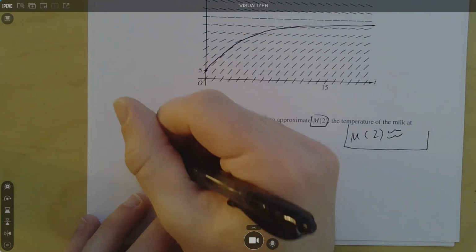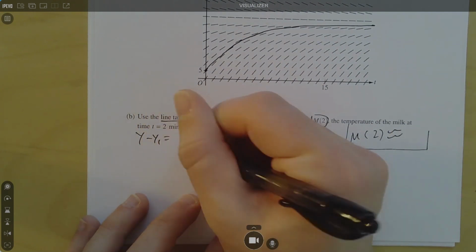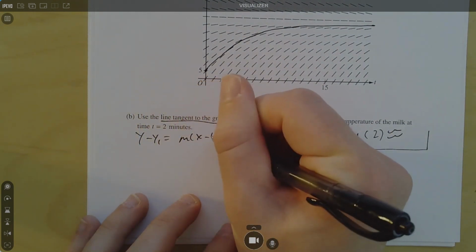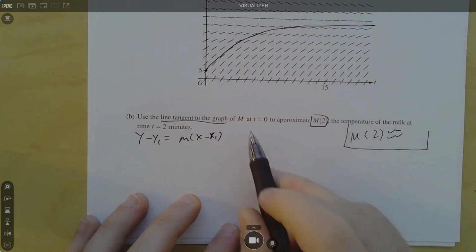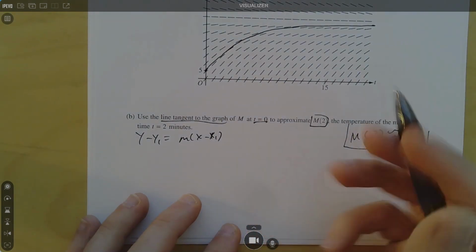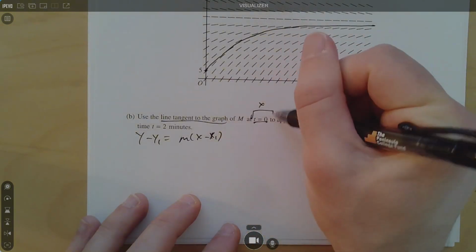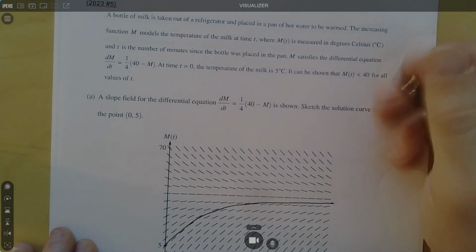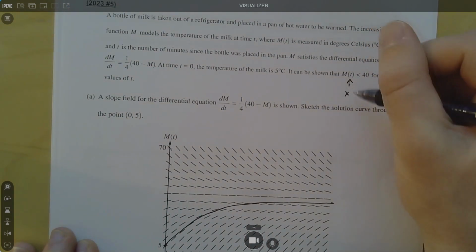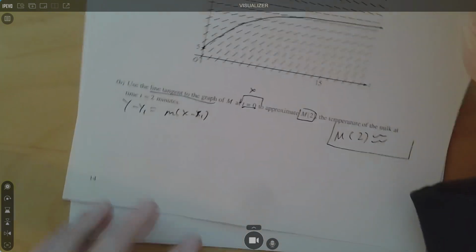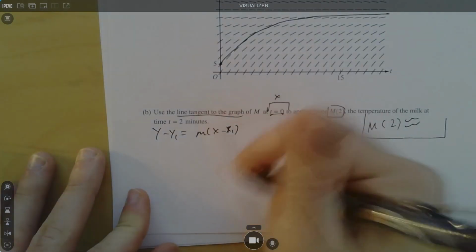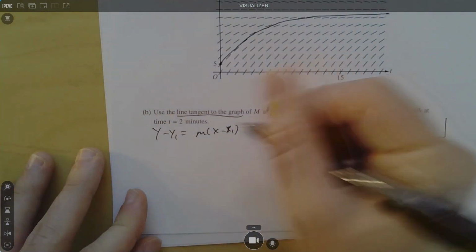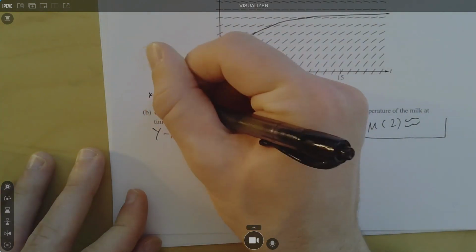This is the same as before. y minus y1 equals m times (x minus x1). And I'm told at t equals 0. So my t is my x, right? And I know it's my x because up here, your x is your input, right? It's going into the function. So x1 is going to be 0.